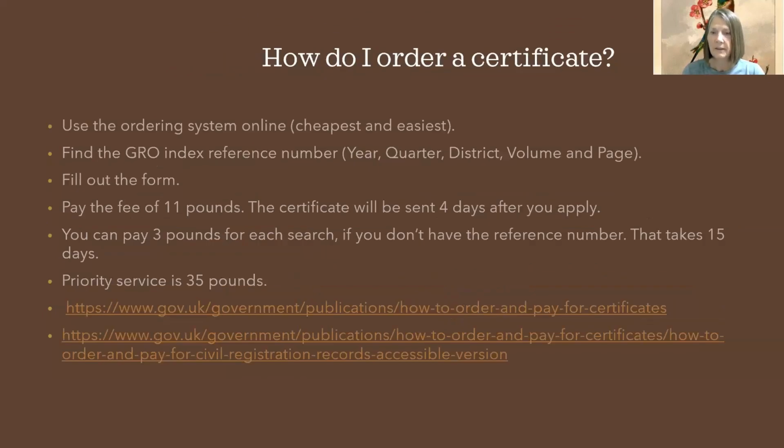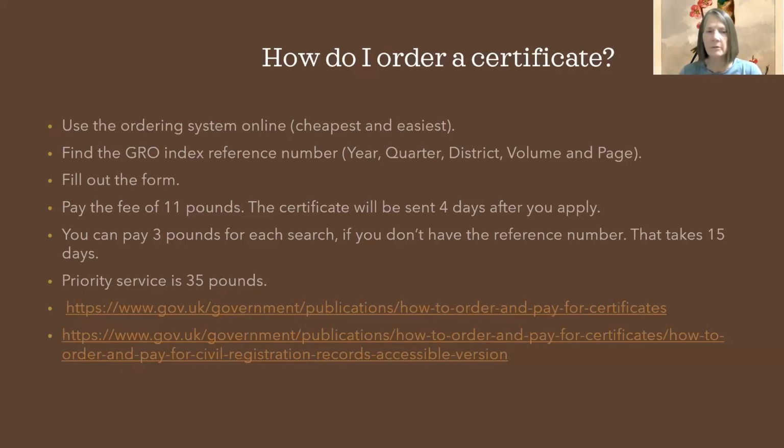How do you order a certificate? Once you've got the indexed information and you know where the certificate is, then you can go to the GRO and use the ordering system. The ordering system for an online one is the cheapest and the easiest, but it's not so easy to find. So just look around and see if you can find it. It's not that hard. The actual ordering is really easy. It's just knowing where to find the PDF or the online form.